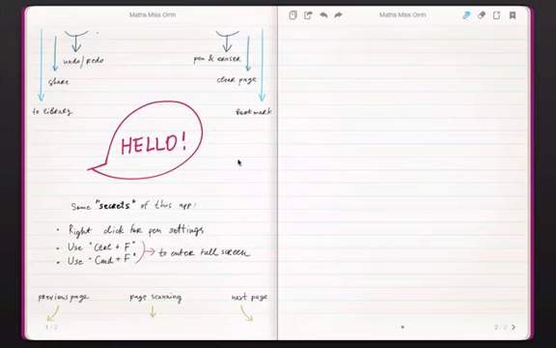Now I'm using my graphics tablet for the first time, so you'll have to excuse me if I don't really know what I'm doing and I'm really messy, okay?